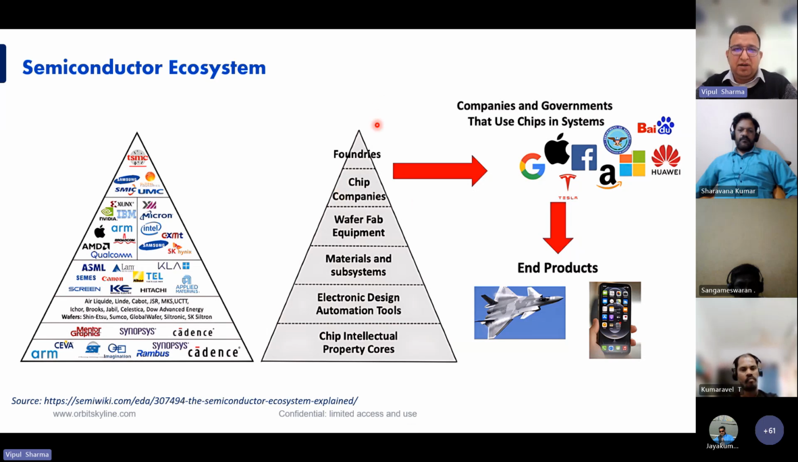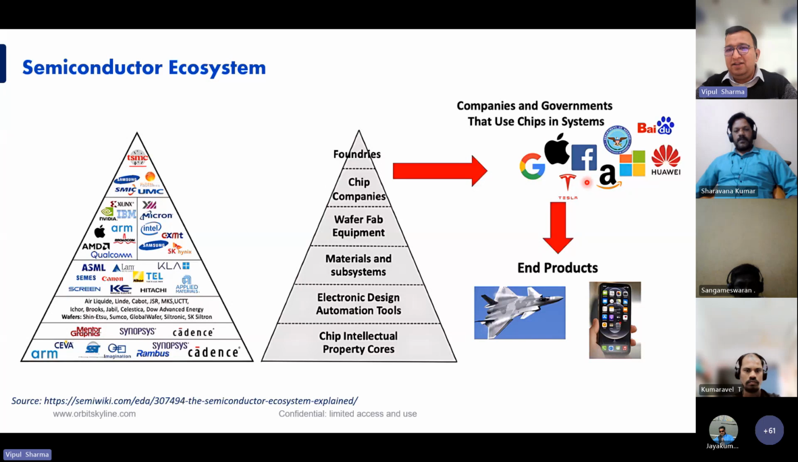So this is how the semiconductor ecosystem looks. There are different moving parts to it, and whatever final products come out of this ecosystem are used by product companies: Google, Apple, Tesla, Facebook, Amazon, all these. I think these are what we know about. Their products are what we use in our daily life, and we relate to them.